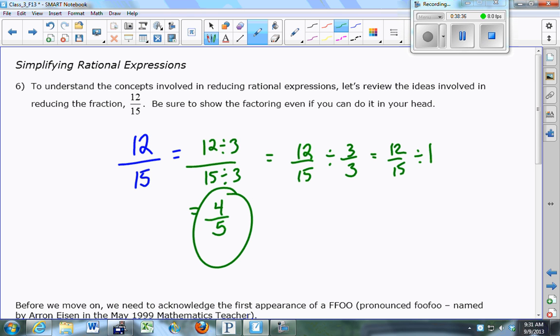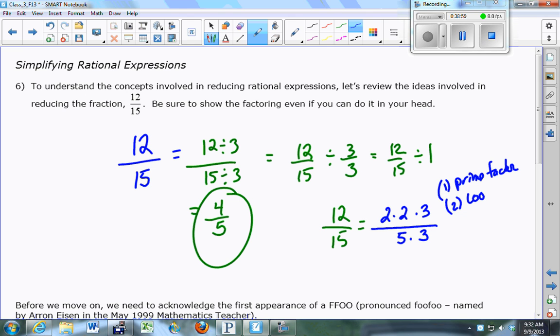Okay? Another approach would be to take 12 and 15 and to prime factor it. Prime factor the numerator and denominator. So 12 is 2 times 2 times 3. Those are all prime numbers. And 15 is 5 times 3. And then that's your first step. Then you look for a common factor that they both have. And you can see that they both have 3 as a common factor. And then you divide the numerator and denominator by that common factor.